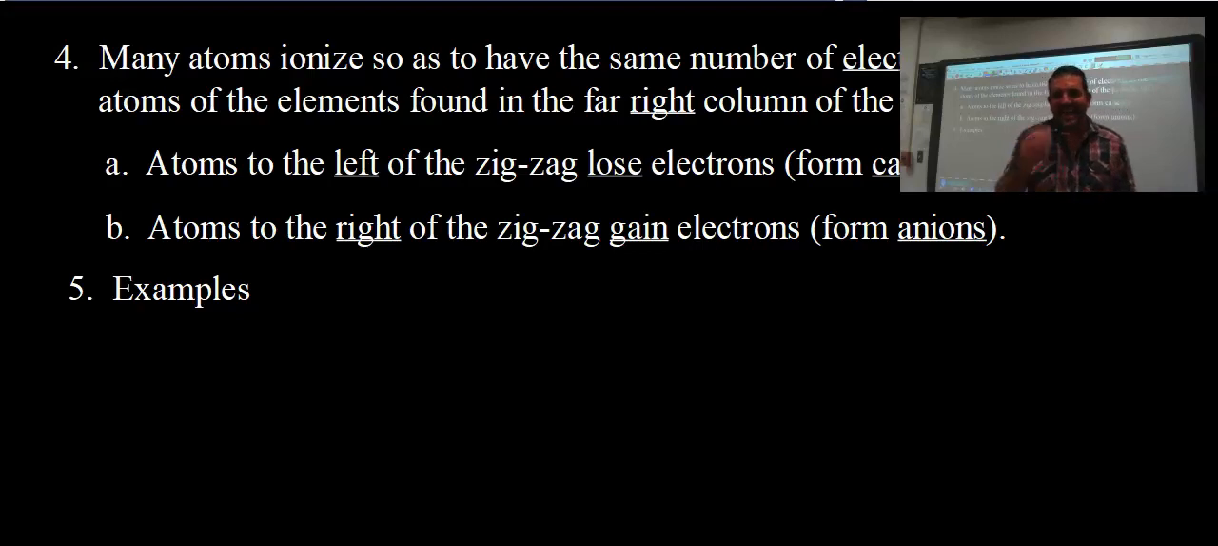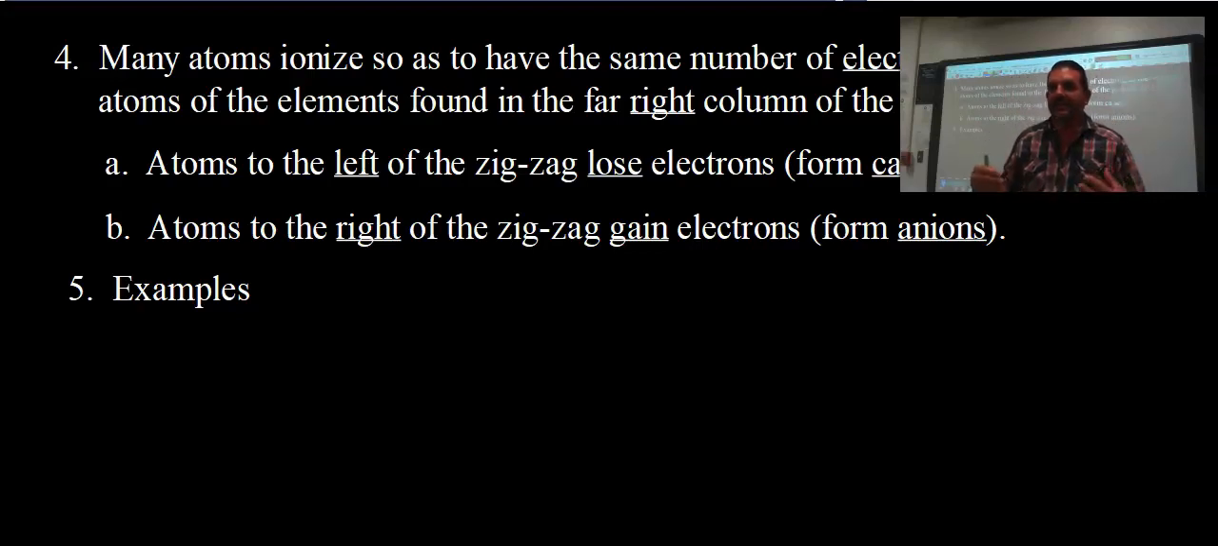Find the zigzag on your periodic table. So it's towards the right side of the periodic table. We're going to reference that zigzag. So that zigzag kind of separates the periodic table into different types of elements. Atoms to the left of the zigzag, first of all, for the most part, are metals. And metals like to lose electrons to form cations. So everything to the left of the zigzag is going to lose 1 or more electrons to form an ion.